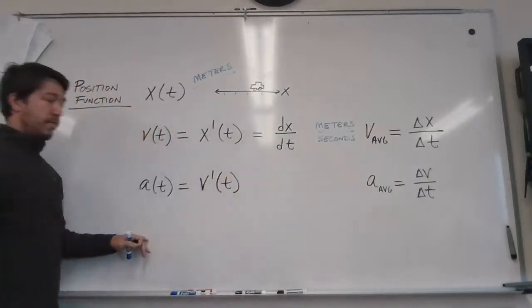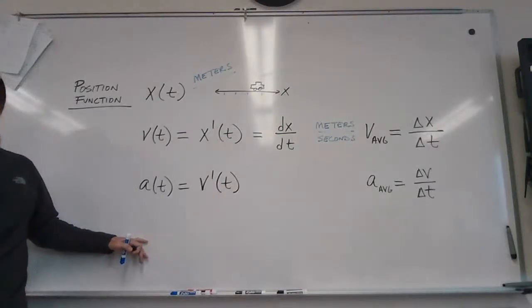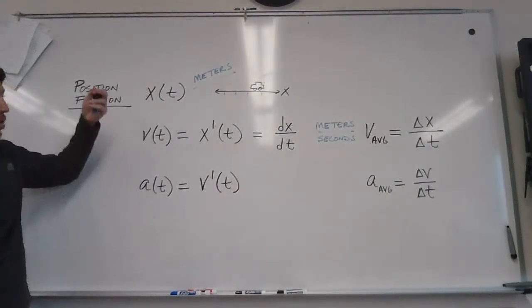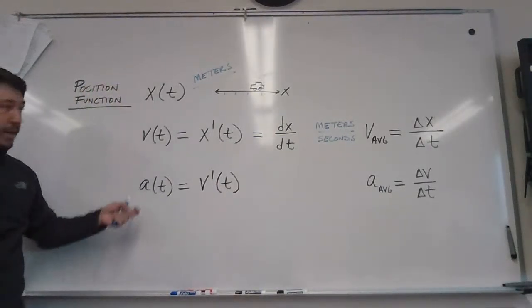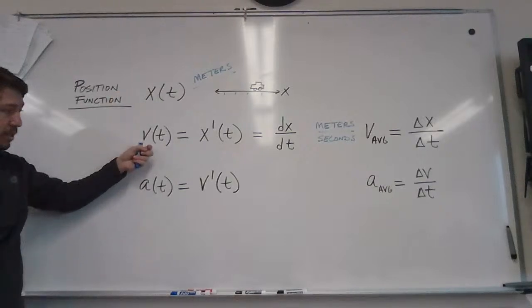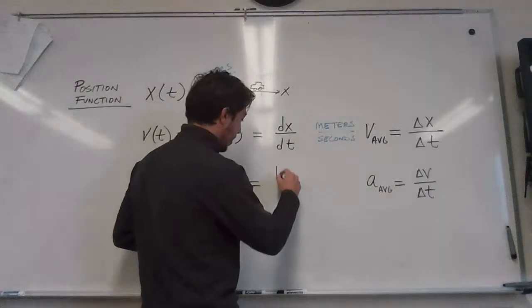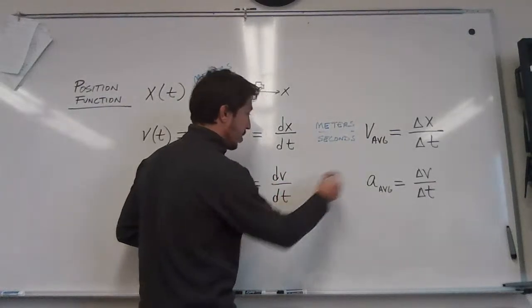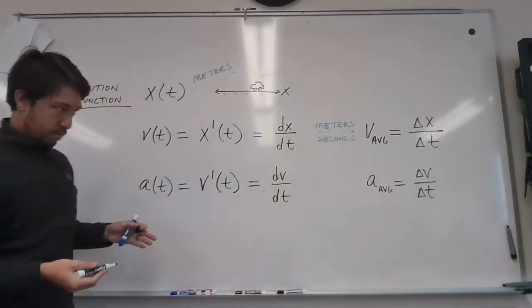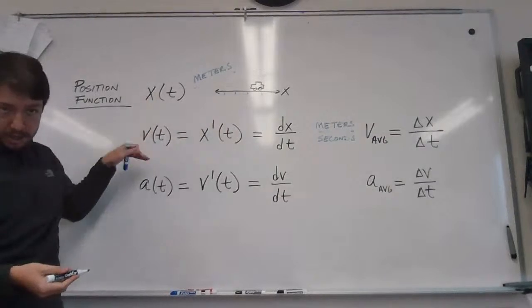Velocity prime equals V prime. That's it. Right? So there's a chain reaction sort of happening here. The derivative of position is velocity. The derivative of velocity is acceleration. And of course, I can also write that as dv over dt. Does that make sense? That the analogy here?